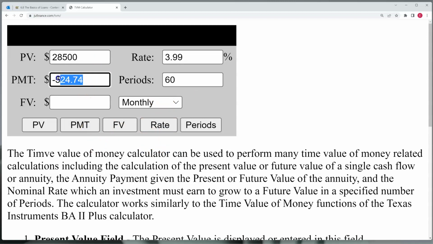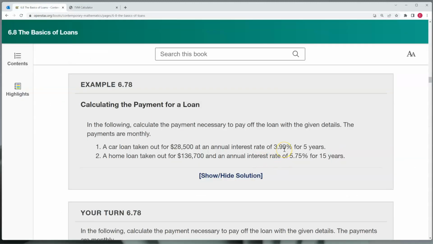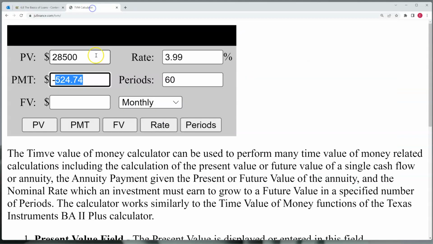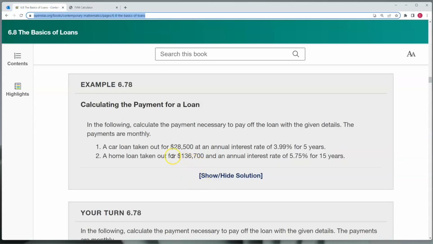So you're looking at a car payment for $28,000 at 4% interest, basically, for 5 years to be $524.74. So if you're going to budget and you say, okay, well, I want this car. It costs me about $28,500. I can get a rate of 4% from my bank for 5 years. Then you should expect to be paying around $530 a month for your car.